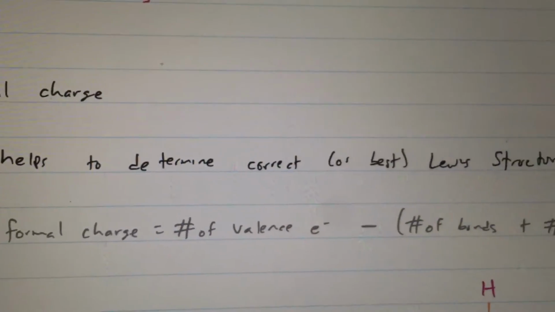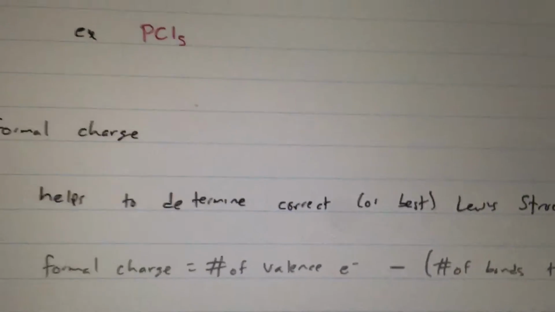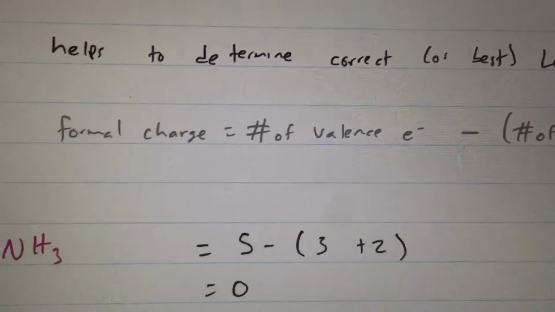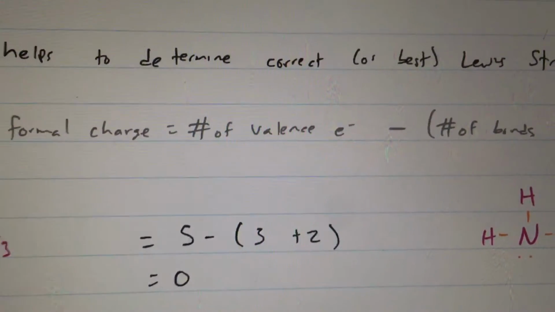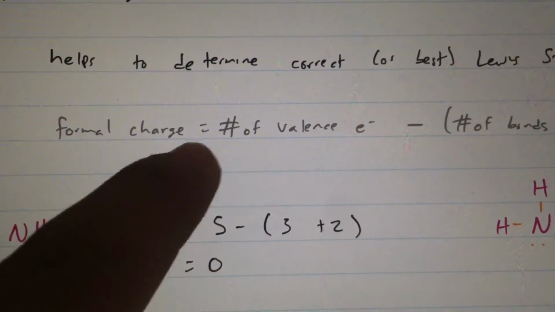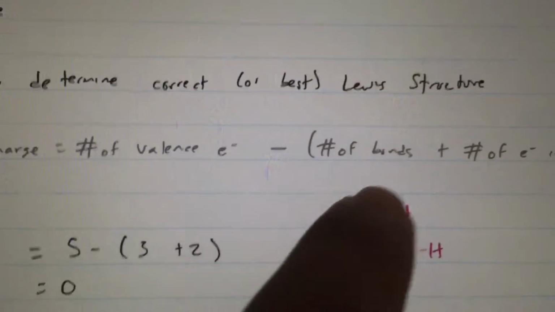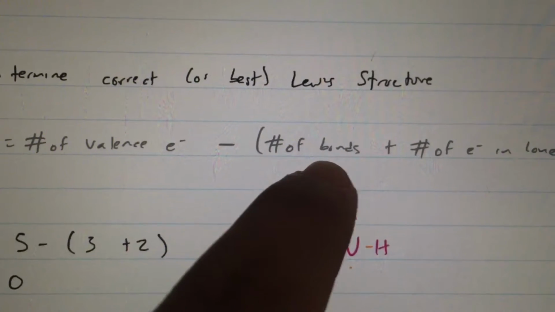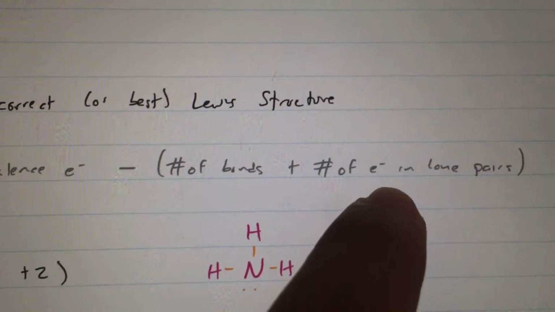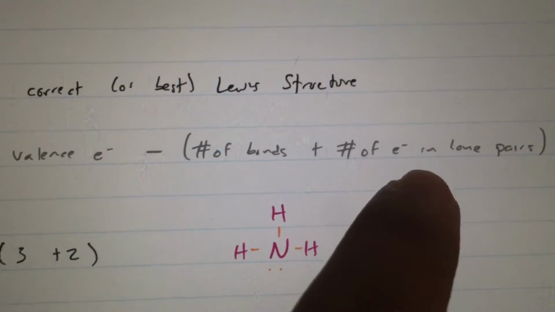So, formal charges help you determine the best Lewis structure that a compound can have. How do we know how to calculate the formal charge? Well, the formal charge depends on each element. And for that, we say that the formal charge is equal to the number of valence electrons in that element minus the sum of the number of bonds around the element plus the number of electrons around the element in lone pairs.